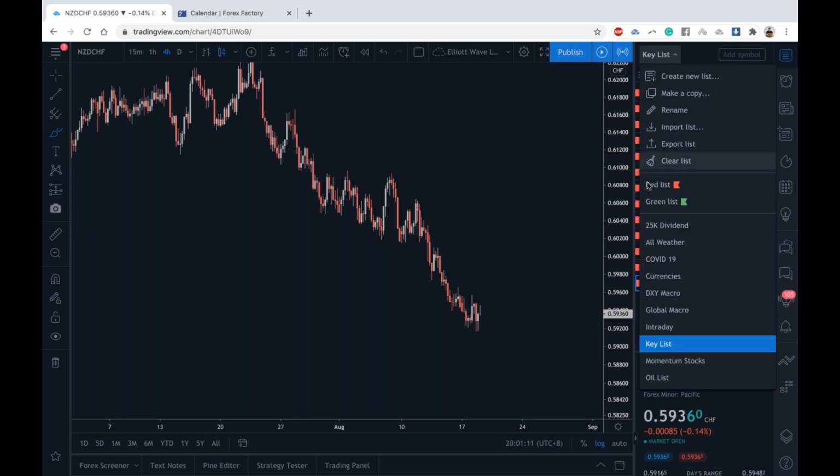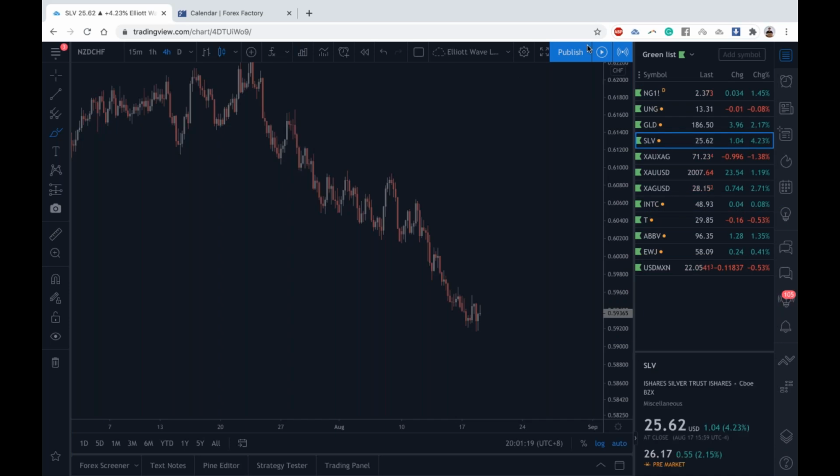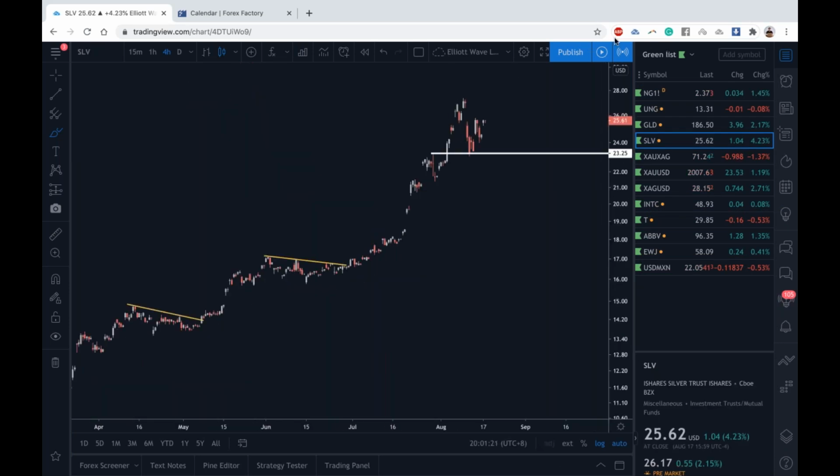Now, can this apply to commodities? The answer is yes. I'm actually in SLV, which is a silver ETF. Of course, you can substitute this with XAG USD, which is silver. And recently silver and gold have been the hot topic. Everyone is talking about it because of that huge rally.